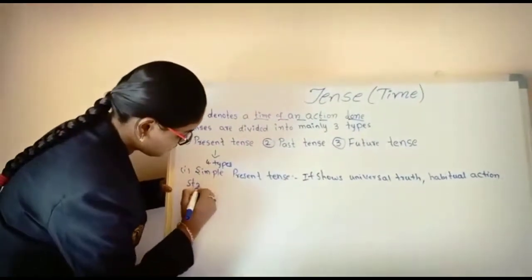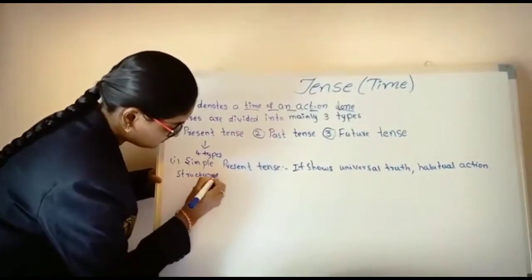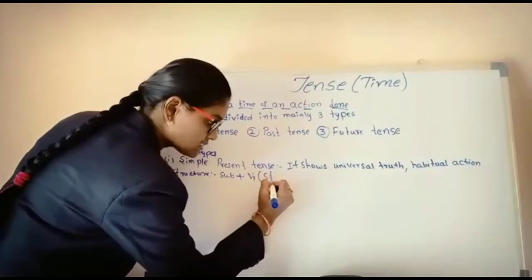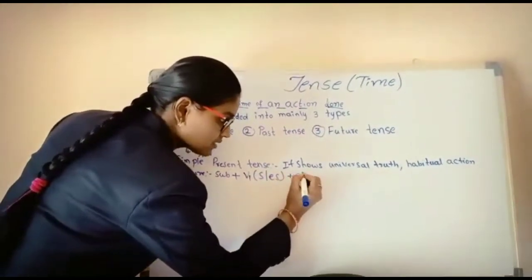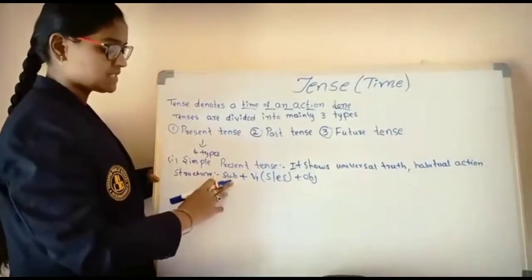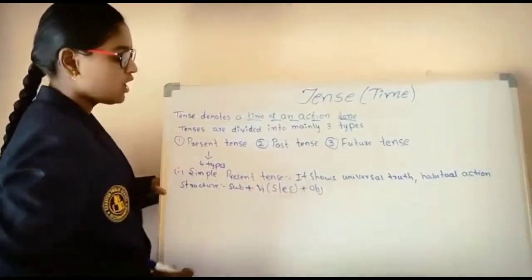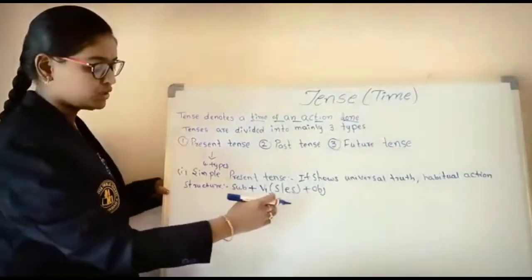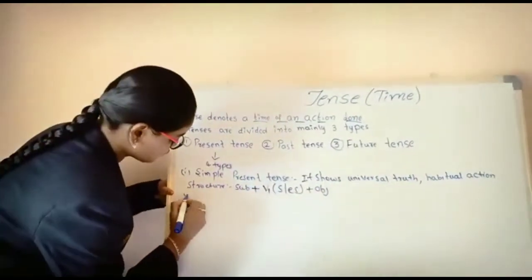Then the structure of simple present tense is subject plus V1 or V1 s/es plus object. Now I will show you when we use V1 s/es and when we use only V1.